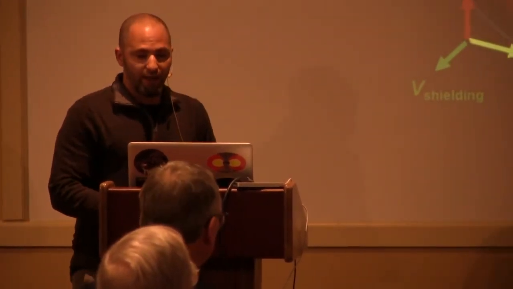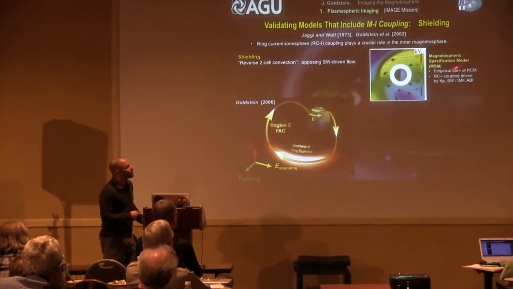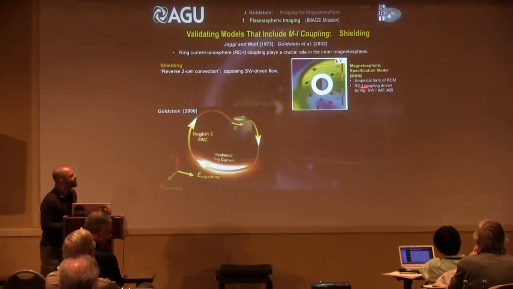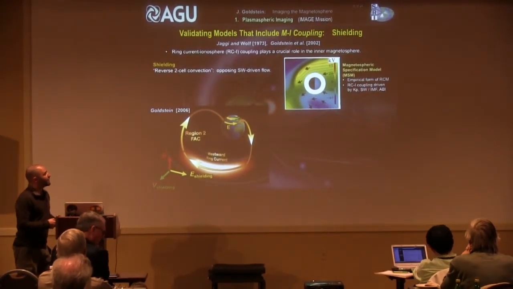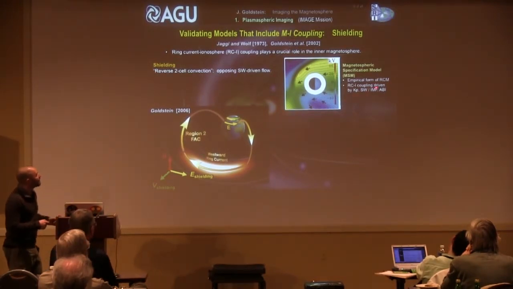this well. You can do even better with one of the self-consistent electric field models, or any of them that they're working with. You can do a lot better job than this. And here's an example of a better model. This is an empirical model from the Rice University magnetospheric specification model, kind of the baby brother empirical version of the truly self-consistent RCM. And it includes our ring current ionosphere coupling.